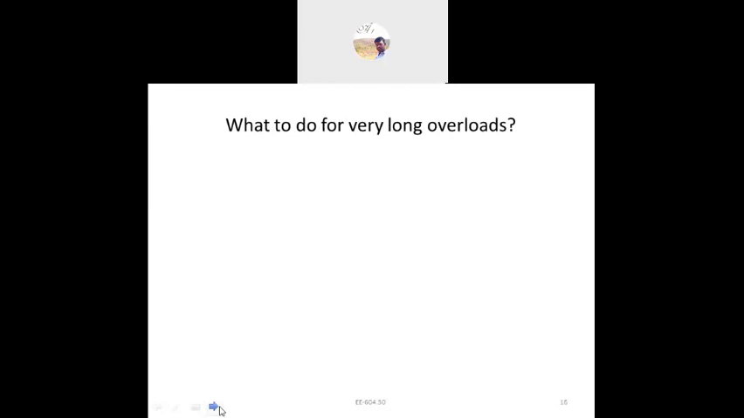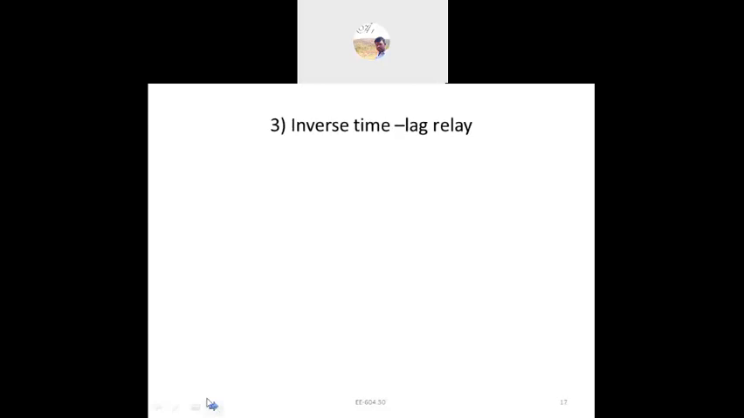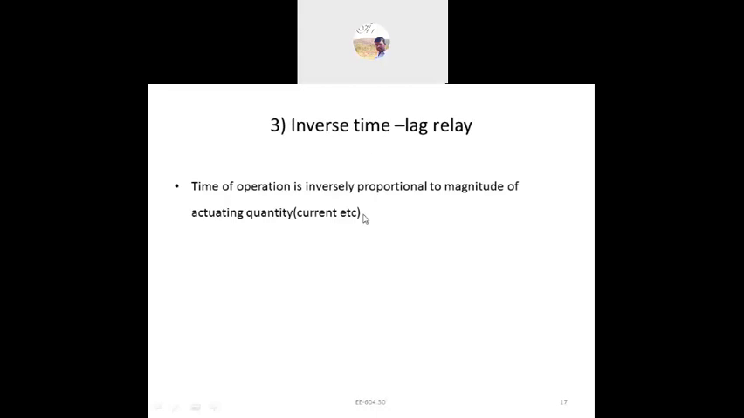Next, for very long overloads, all inverse time relays are provided with a definite minimum time feature. When overloads occur continuously for a very long time, all inverse time relays are provided with the definite minimum time feature. Next we have the inverse time lag relay. The time of operation is inversely proportional to the magnitude of the actuating quantity.